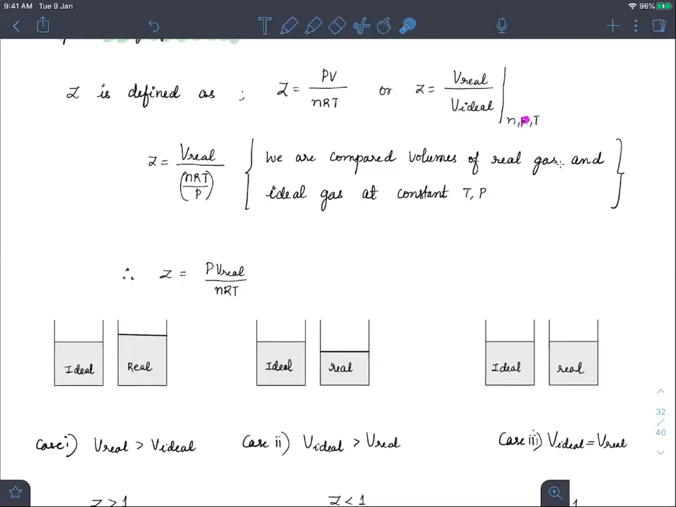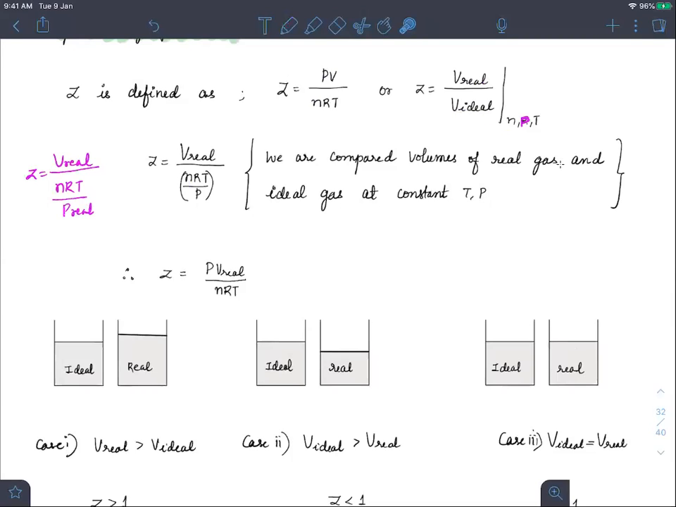What does that mean? If we have PV by nRT, basically this is for real gases. So this should be written as Z is equal to V real divided by nRT by P real. But like I said, this Z is calculated at the same pressure, which means whatever the ideal pressure is, the real pressure is the same. So I can replace this with the ideal pressure also. So nRT by P will be the ideal volume. That's why you get this equation, V real by V ideal.